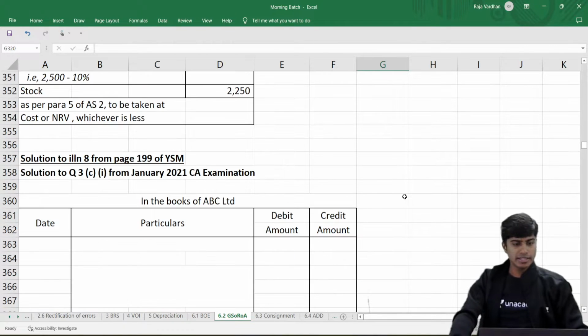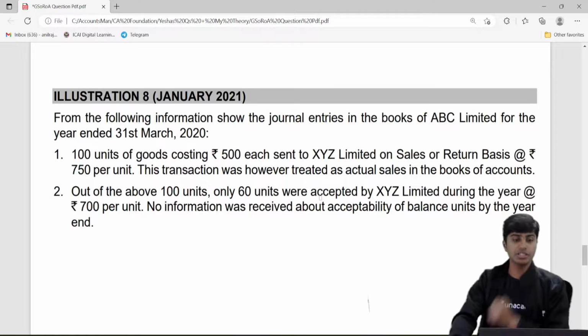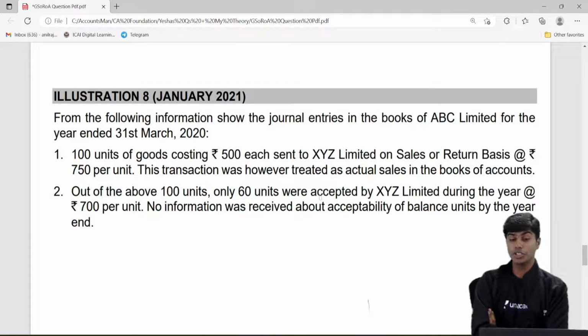Come on, let's now go to illustration number 8. This is an examination question. This question had come in the January 2021 examination. So be careful, stay cautious. This is the kind of question that can come in the exam.